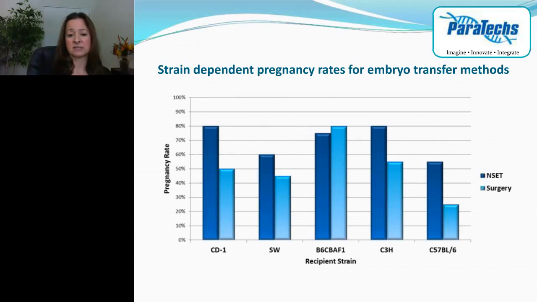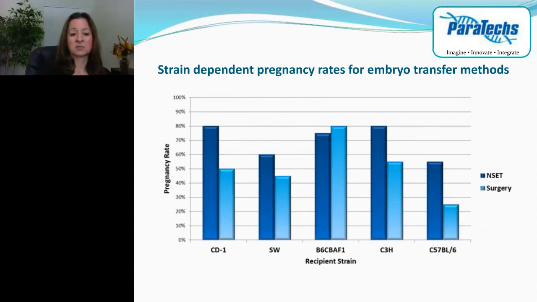Also, we've tested B6 D2 F1 recipients, although not shown on this graph. I will include their results as well. What you can see is a comparison between non-surgical embryo transfer and surgery for each of these strains.